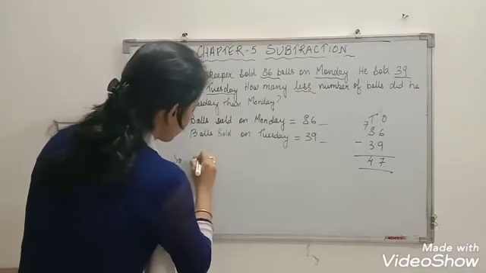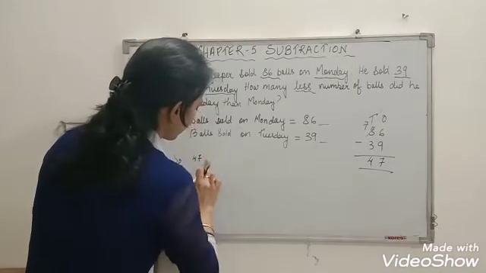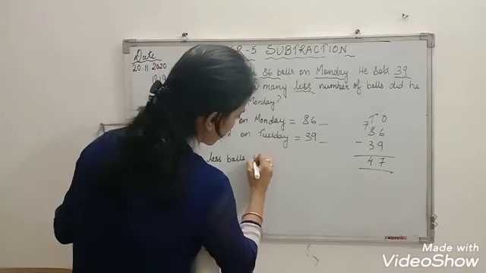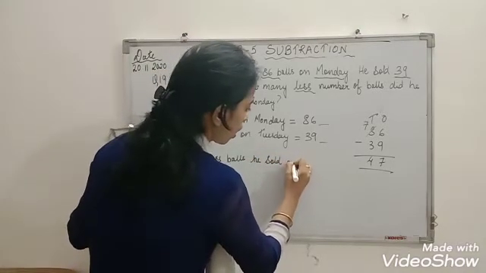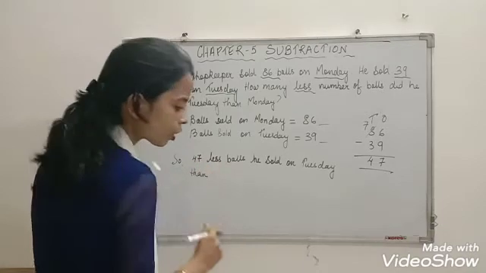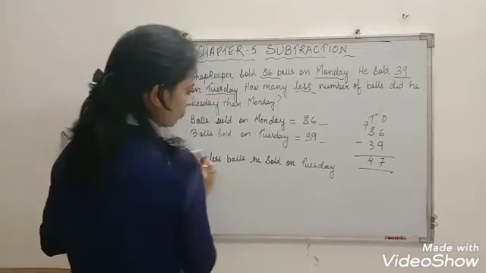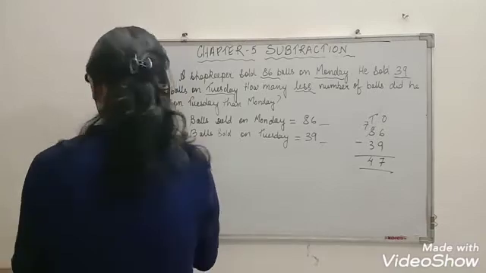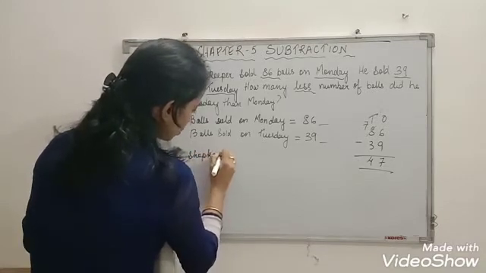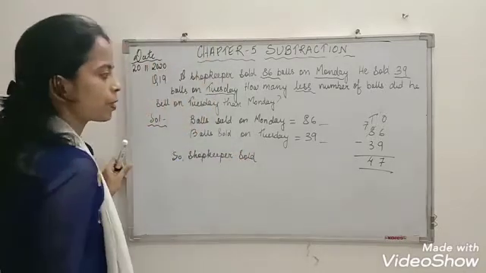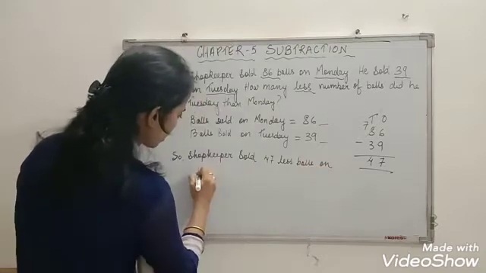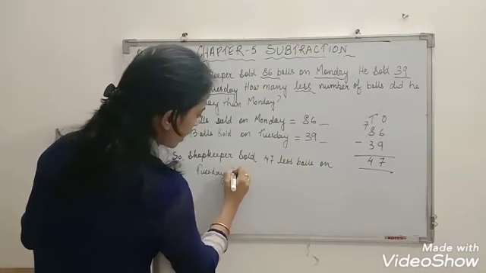So, 47 balls, 47 less balls he sold on Tuesday than Monday, or you can write like this: the shopkeeper sold 47 less balls on Tuesday than Monday.